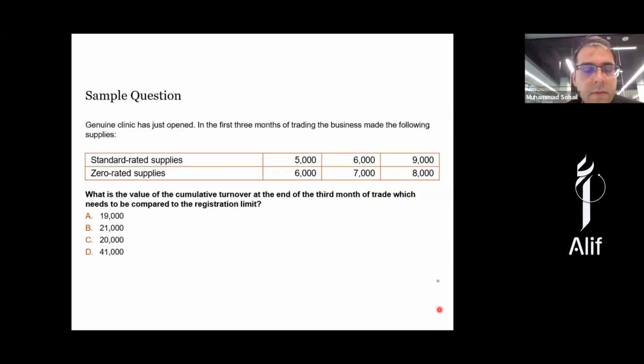Coming back to this, so you have your standard rated supplies and your zero rated supplies. As I told you before, both standard rated supplies and zero rated supplies are considered taxable supplies, and both of these have to be taken into account when seeing if you have crossed the mandatory threshold. So if you add these up, 5,000 plus 6,000 plus 6,000 plus 7,000 plus 9,000 plus 8,000, you will get a total of 41,000, and this is what needs to be compared to the mandatory threshold. So 41,000 means that you have not crossed 375,000, and hence you do not need to register for VAT.